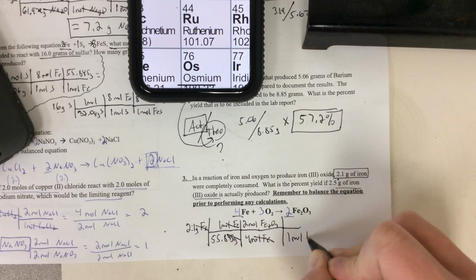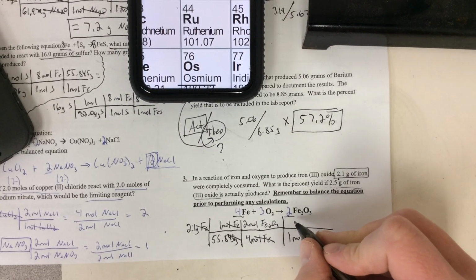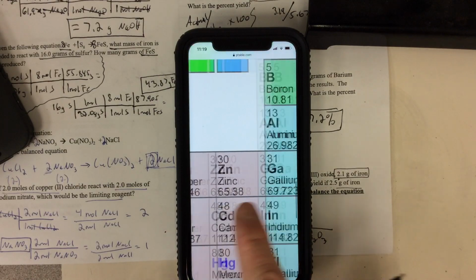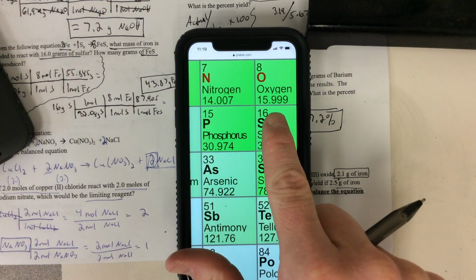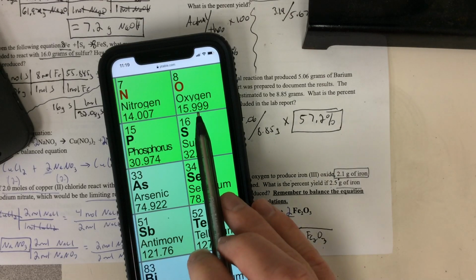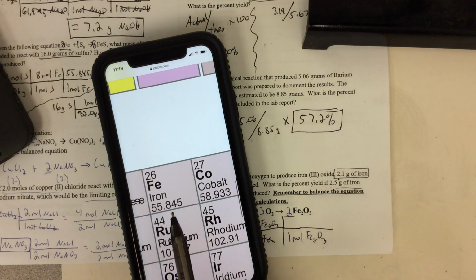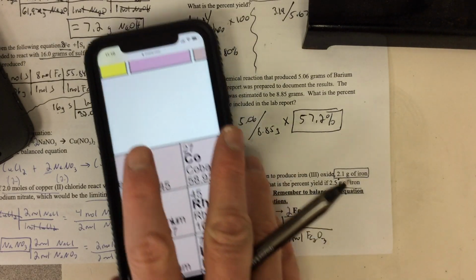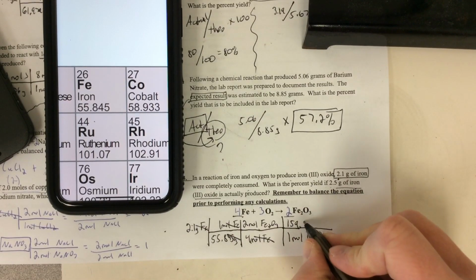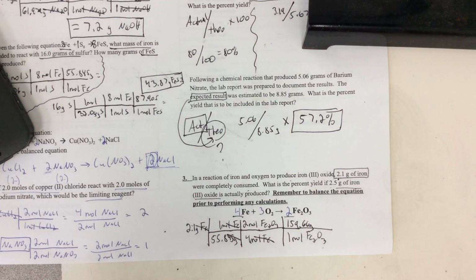And now for every 1 mole of iron oxide, we have to calculate that mass. So we have iron here and oxygen. So in our equation we have 3 oxygens, so we need to take this number times 3, and we have 2 irons, so we take this number right here, the mass of iron, we multiply that by 2, and we come up with a total of 159.66 grams.